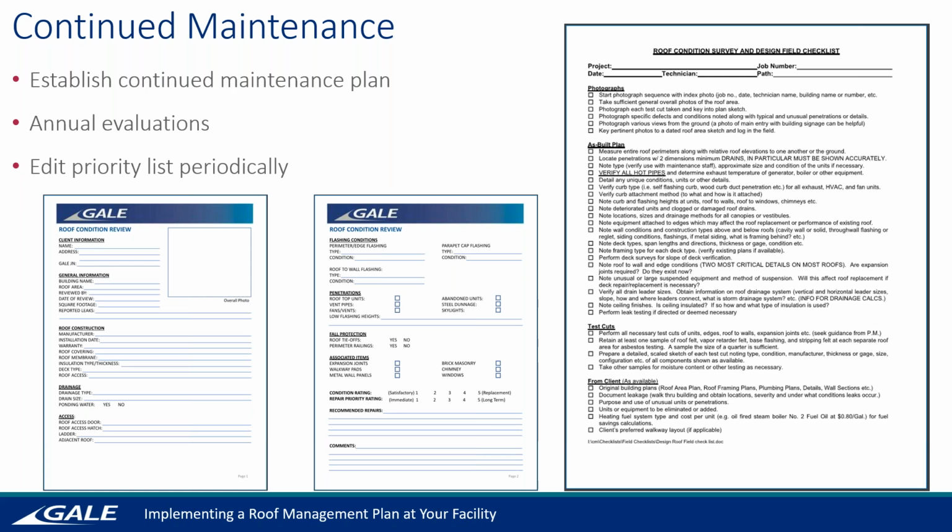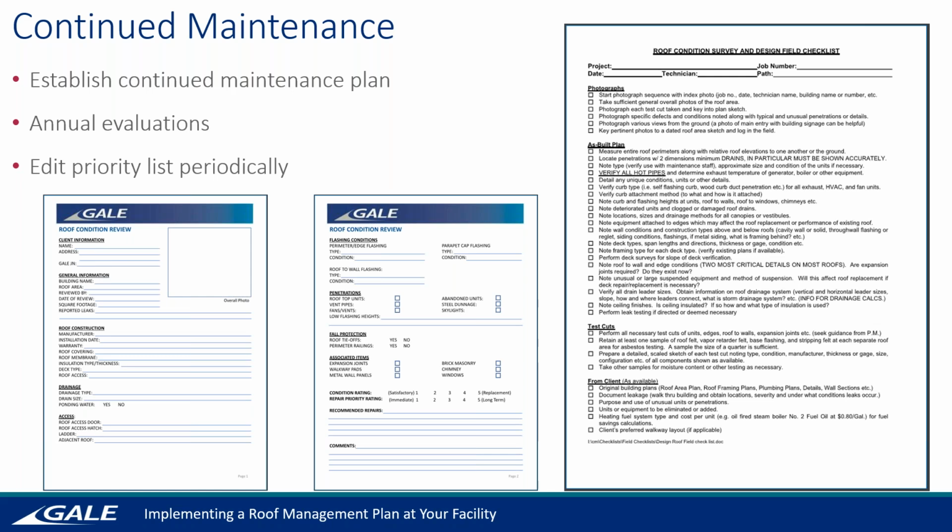You can establish that continued maintenance plan easily by, here's some sample forms that we're showing here on the screen that maintenance staff can have. They can do a quick roof condition review. You go out there, you already know the name of the roof, the name of the building, how much the square footage on the roof area. You input all of that information on this form, and then you do a little condition review.